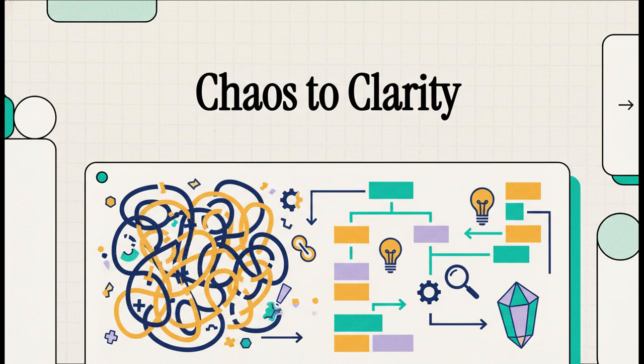Today, we're going to build a toolkit for structured thinking. We're talking about a system that can totally transform how you solve complex problems, getting you out of that chaos of uncertainty and into crystal clear clarity.